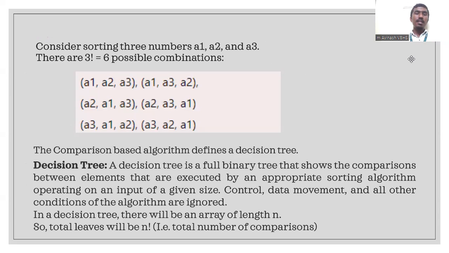Consider sorting three numbers A1, A2, and A3. There are 3 factorial, that is 6, possible combinations: A1 A2 A3, A1 A3 A2, A2 A1 A3, A2 A3 A1, A3 A1 A2, A3 A2 A1. The comparison based algorithm defines a decision tree. A decision tree is a full binary tree that shows the comparisons between elements that are executed by a sorting algorithm operating on an input of a given size.